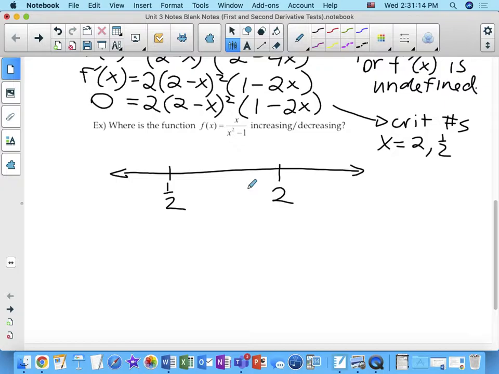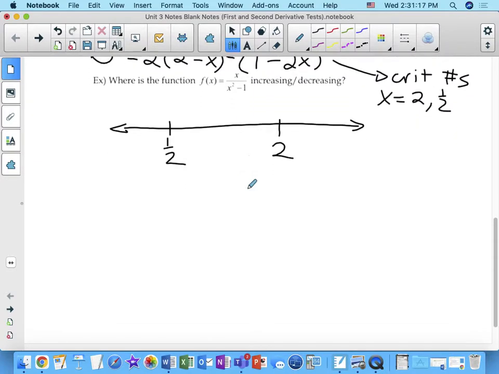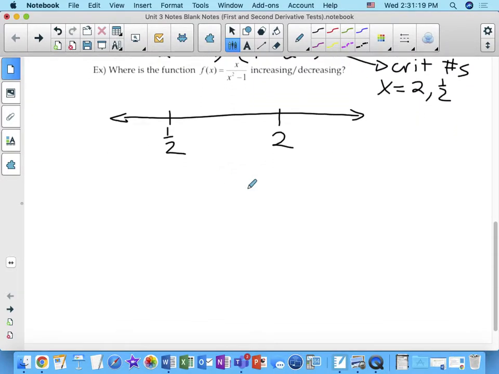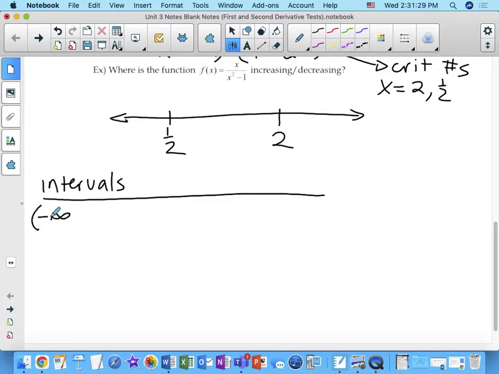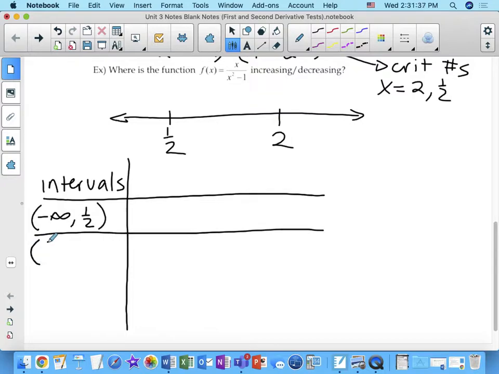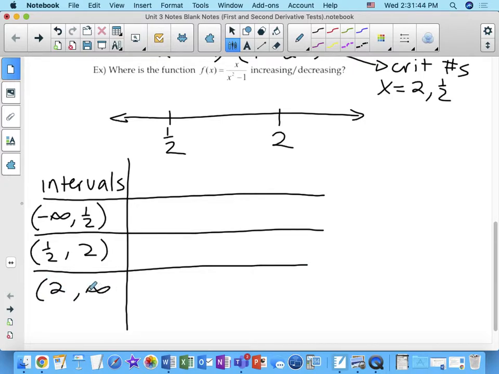Okay, so there's another thing that you can do, which is this. We can look at intervals. I'm going to make a little chart. So the intervals that we're looking at are negative infinity to a half, a half to 2, and 2 to infinity. Those are sort of the three sections of the number line that we're examining.